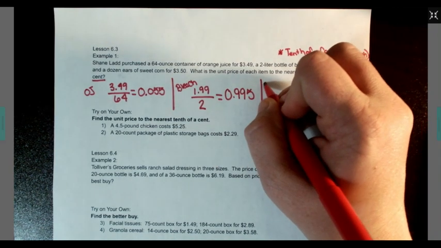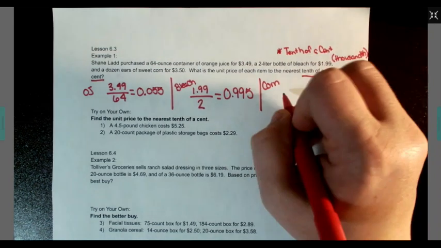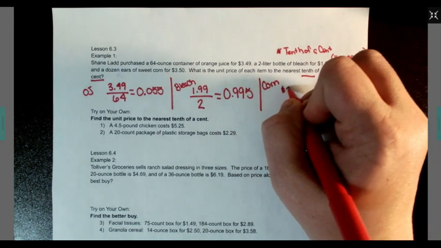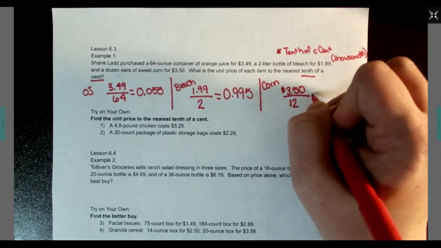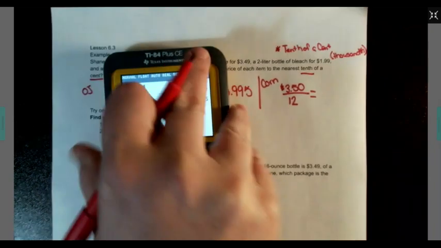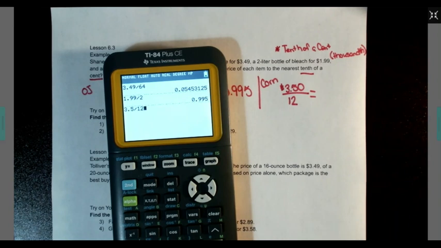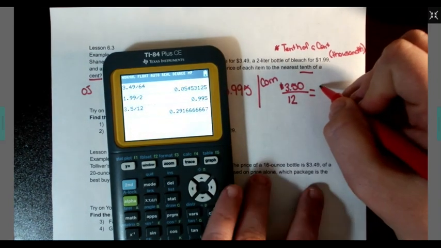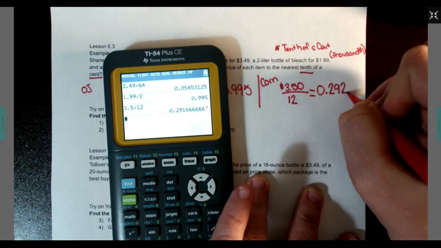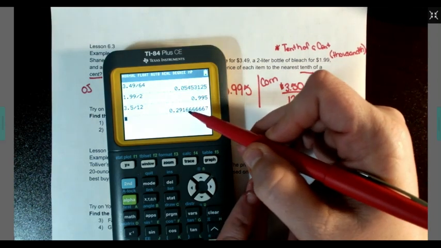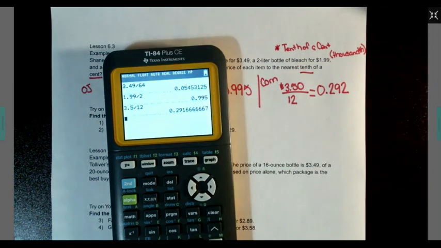Lastly, we have the corn. We pay $3.50 for it. Dozen means that there are 12 of them. So we're going to take 3.5 divided by 12. Get 0.292 because the 6 rounds the 1 up.